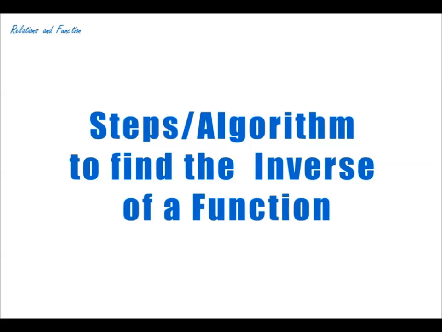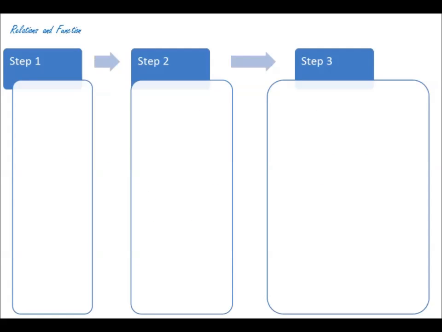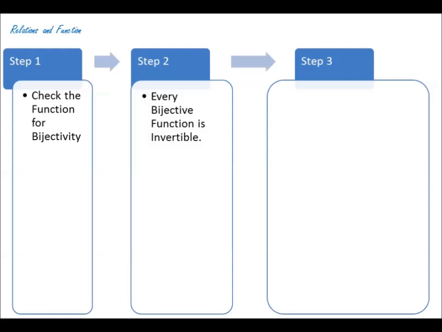And now let's discuss the steps or the algorithm to find the inverse of a function. To find the inverse of a function, first of all we shall check whether its inverse exists or not. So in the first step we shall check the function for bijectivity, and if it is bijective then it must be invertible, and if it is invertible then we'll move to the next step to find its inverse.